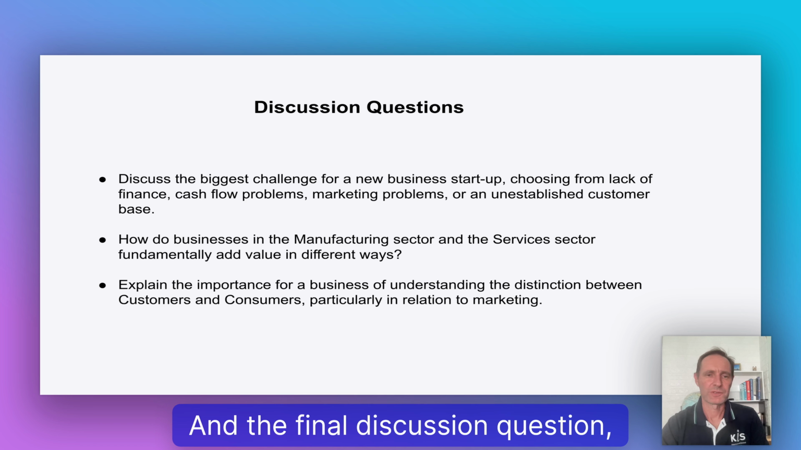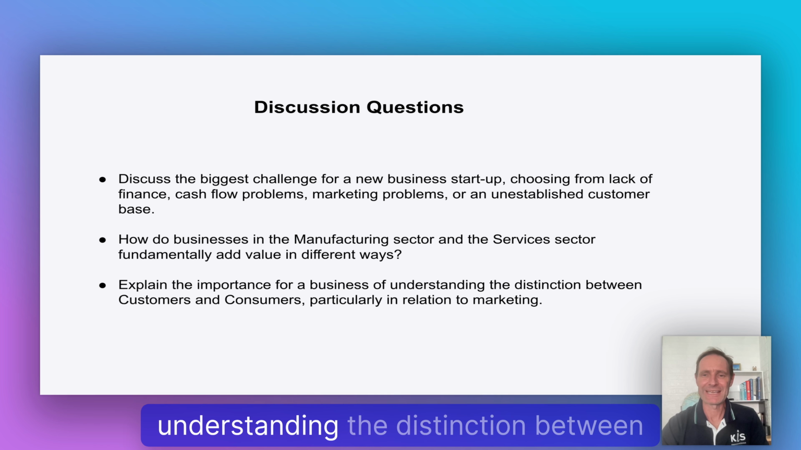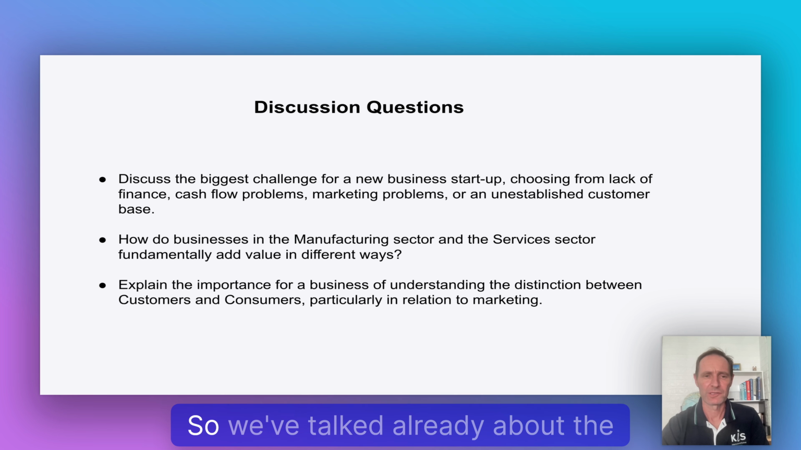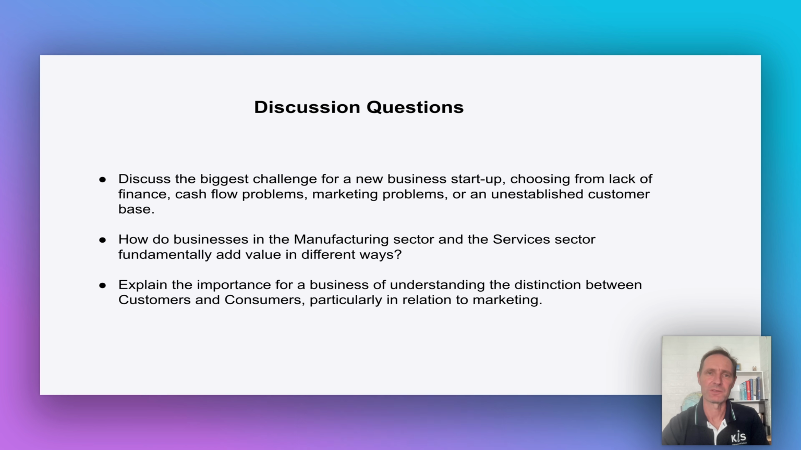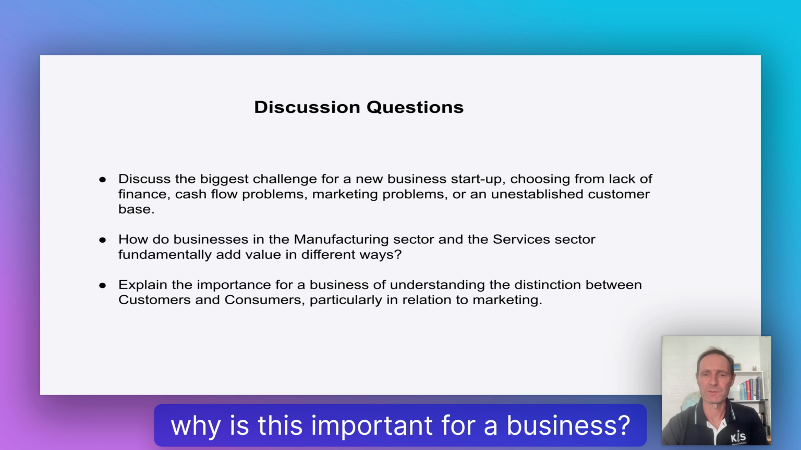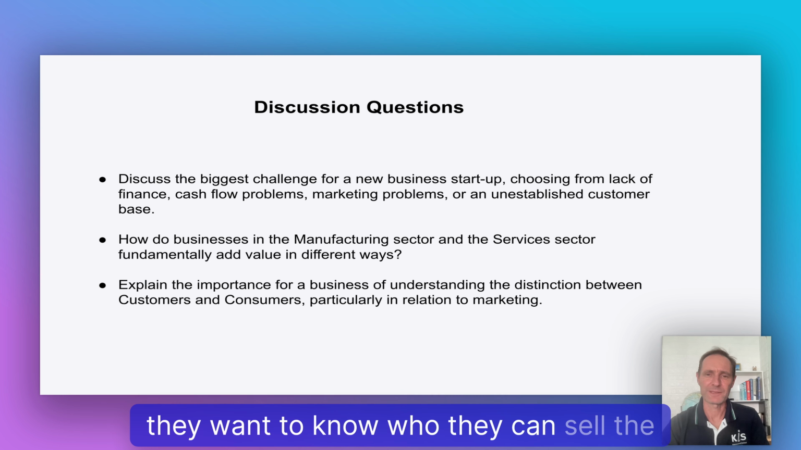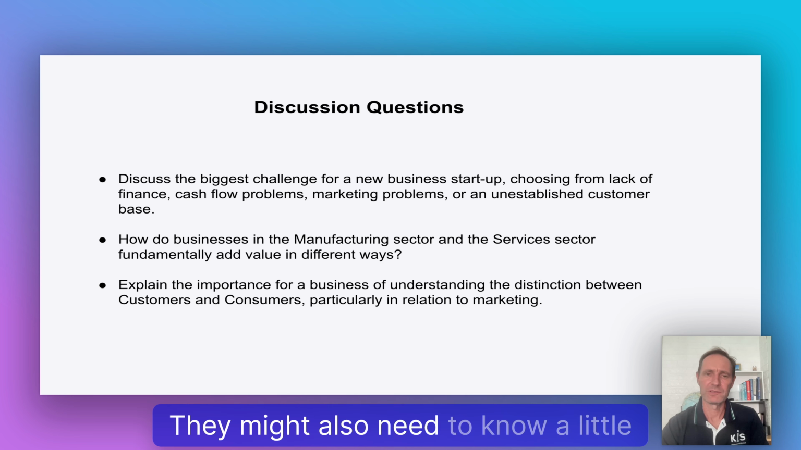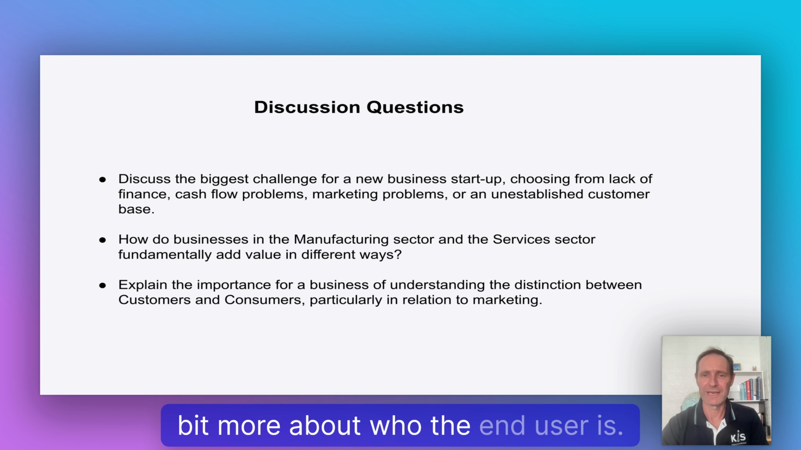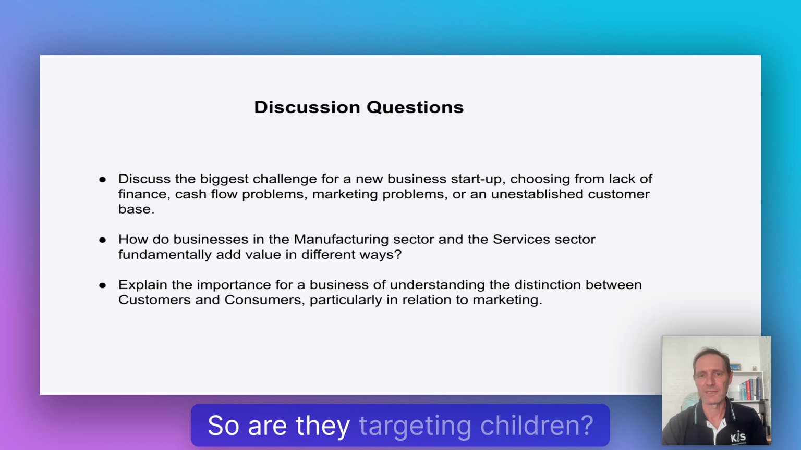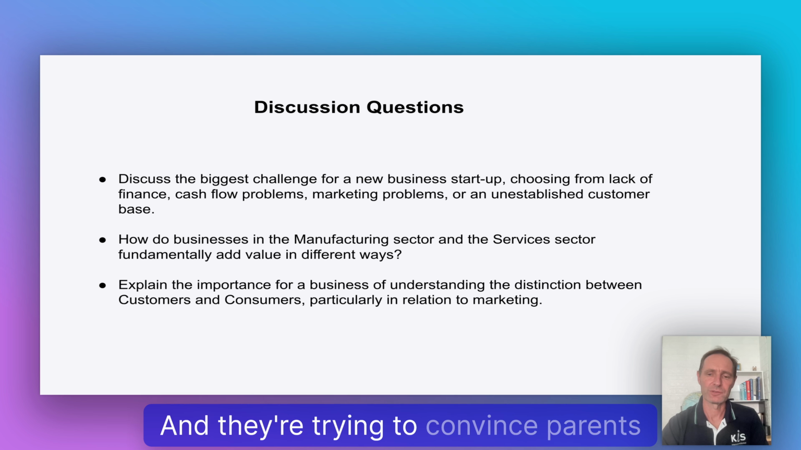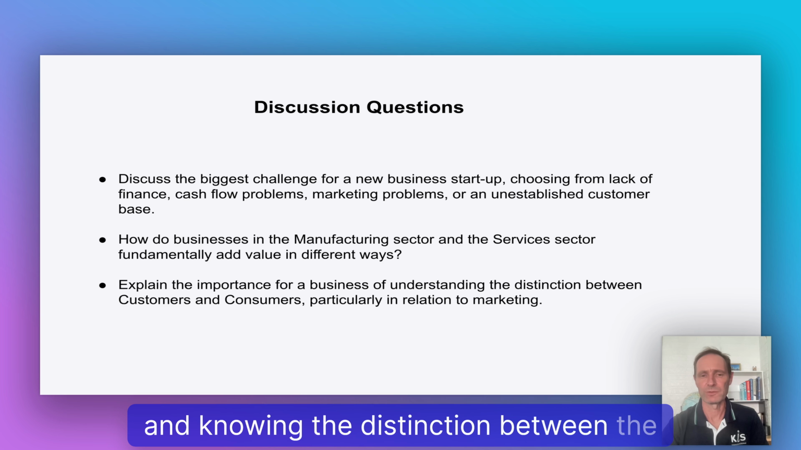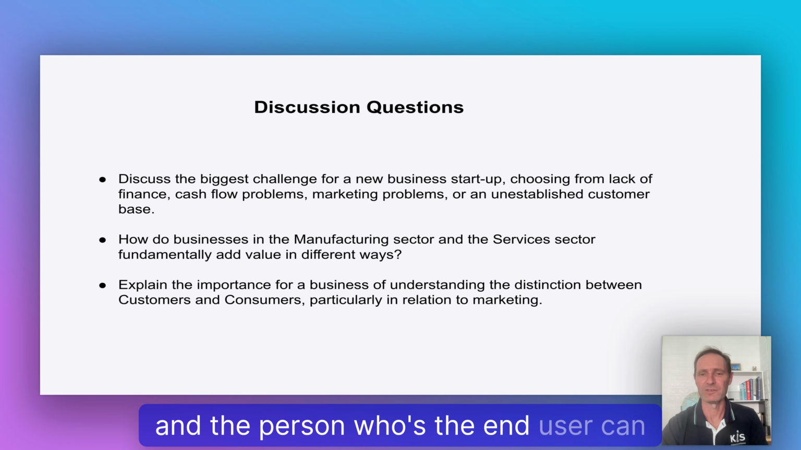And the final discussion question: explain the importance for a business of understanding the distinction between customers and consumers, particularly in relation to marketing. So we've talked already about the difference between customers and consumers. Now, why is this important for a business? Of course, they want to know who they can sell the product to. They want to know who is prepared to pay for the product. They might also need to know a little bit more about who the end user is. So, are they targeting children and trying to convince parents to buy products for children? Knowing the distinction between the customer, the person who's paying, and the person who's the end user can be very important.